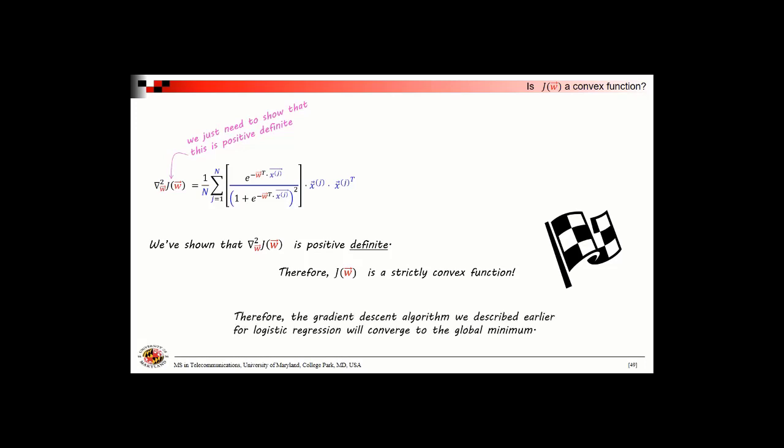And why did we care? Because if it's strictly convex, the gradient descent algorithm we described earlier for logistic regression will converge, and it will converge to the global minimum.